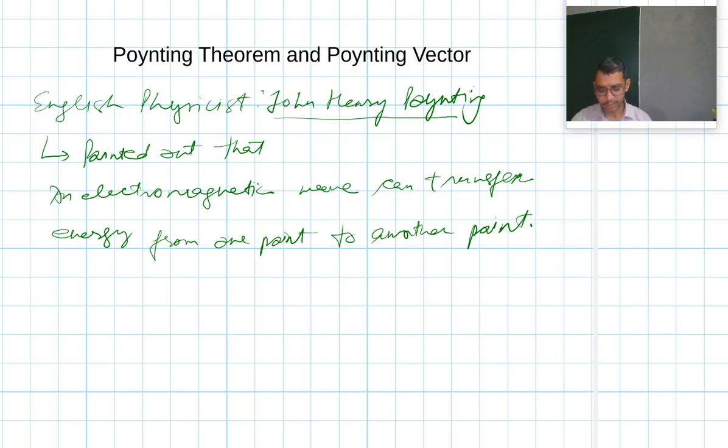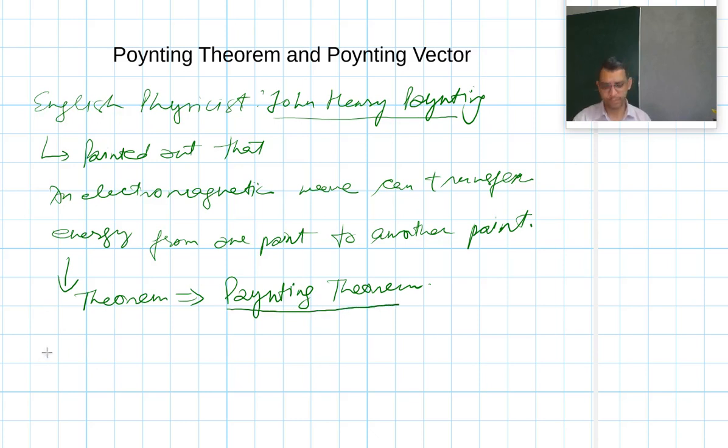And Poynting theorem was given. Regarding this he has given the theorem known as Poynting theorem, and during the definition of this we will define a quantity. That quantity is known as Poynting vector.